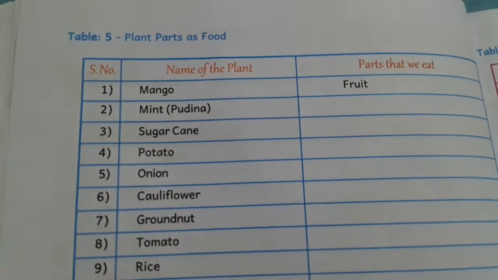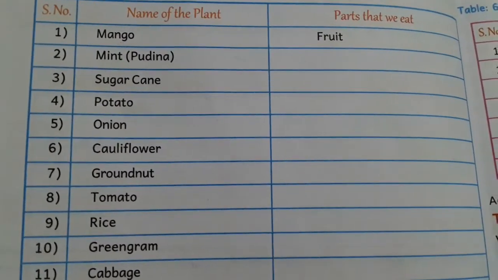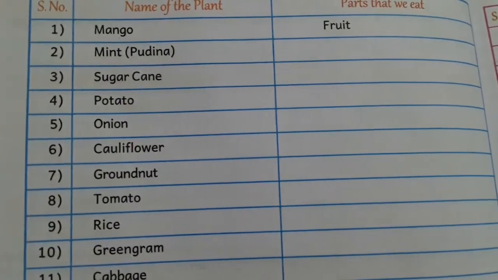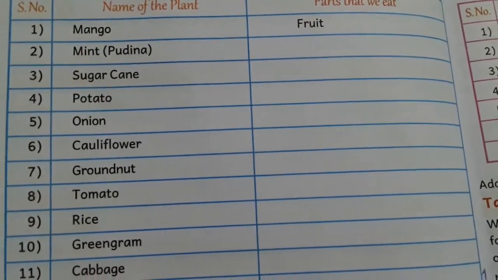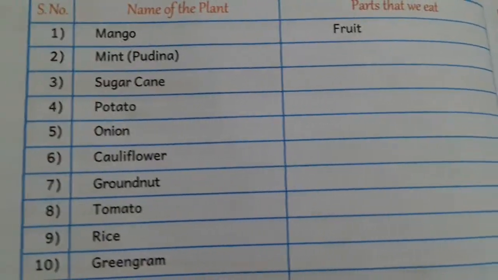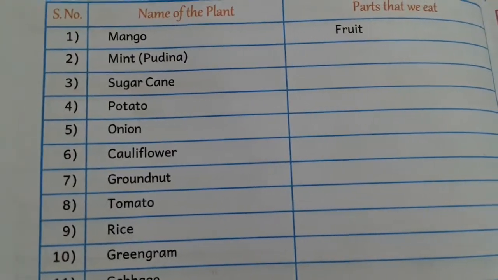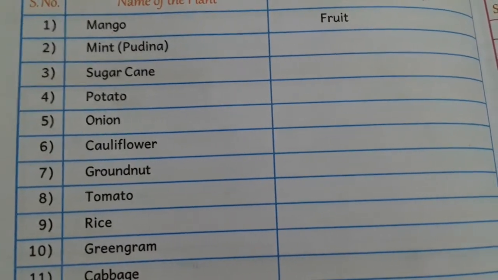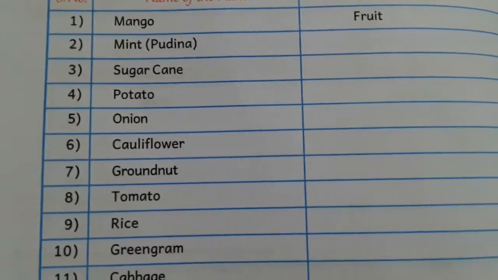So, coming to table 5, here they have given plant parts as food. So, you have to write the plant parts. Mango, in mango what can you eat? Fruit. And mint, pudina, in this what can you eat? Leaves. Like that sugarcane, what is the edible part of the sugarcane? Say come on, stem. And potato, what is the part we can eat? This is also stem. And coming to the onion, so many people will be confused, maybe they will think roots, but the correct answer is stem. Okay, this is also a modified stem.